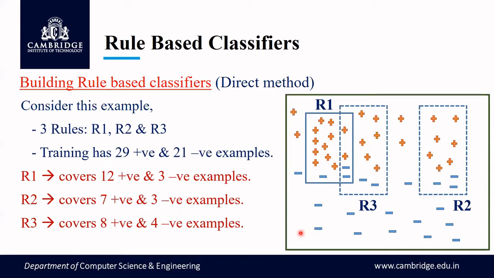Now what we do is, let us find accuracy for each rule as it is. That is, for the rules given here, R1 is going to cover 12 positive and 3 negative examples. R2 is going to cover 7 positive and 3 negative examples. And R3 is going to cover 8 positive and 4 negative examples, which is evident from the selections that are made here. Okay, so let us move on and find accuracy for each of these.